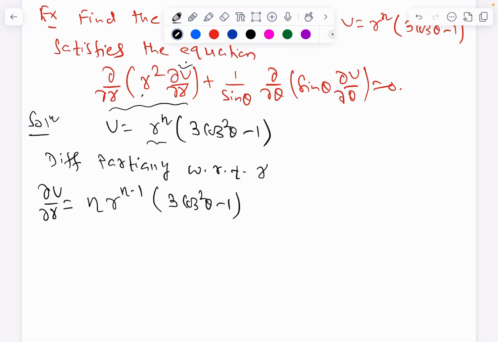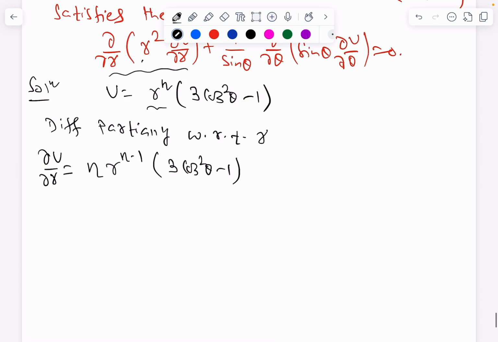Now we multiply with r square. So therefore r square del u by del r equal to n. Now multiply r square. So r power n minus 1 plus 2. So that is r power n plus 1 into 3 cosine square theta minus 1.